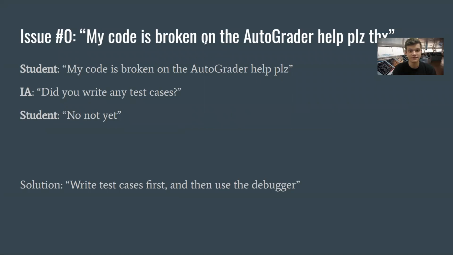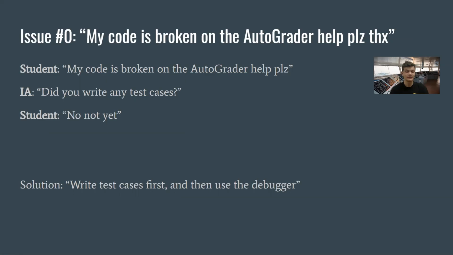So this is a very common conversation that IAs will have with a student, like in office hours or on Piazza. Essentially, it says, "My code is broken on the autograder. Help, please, thank you." And this is a difficult question for us to answer because we don't know what's wrong with your code, right? We can look at it for hours and try to figure out what's going on. But people in general are not very good at just staring at something and figuring out what's going on.